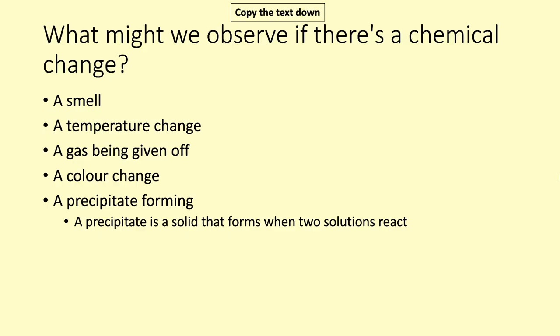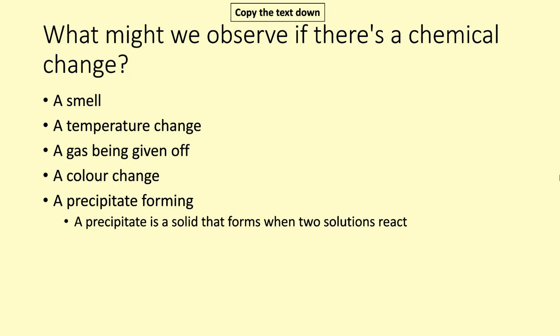Okay, so this is the last slide that we need to look at. So you need to copy this down into your book. So what might we observe if there's a chemical change? So if you did the extension task on the previous slide, you might have hopefully written a few of these down. So signs that there might have been a chemical change. We might have a smell. So if you can smell something, that might indicate that there's a chemical change.